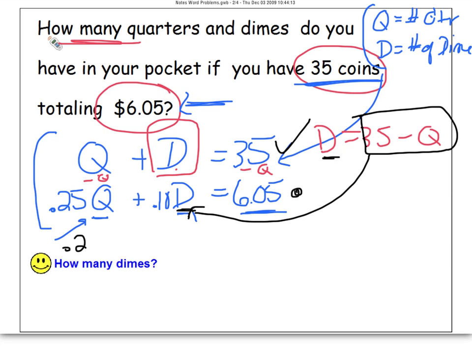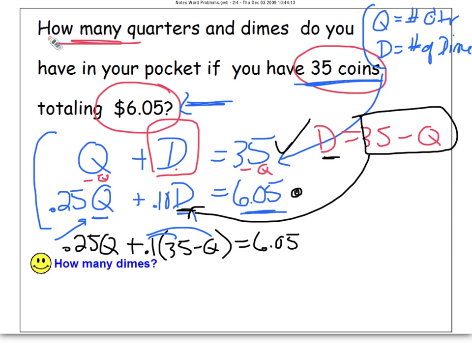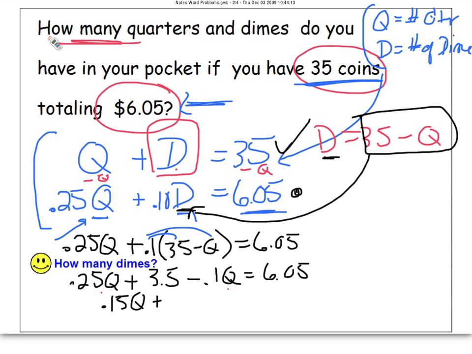Okay? So 0.25 Q plus, I'm just going to put 0.1 because that's the same as 0.10, times 35 minus Q, equals 6.05. Okay, I have to distribute through that 0.1. So here's what I'm going to get: 0.25 Q plus 3.5 minus 0.1 Q equals 6.05. I'm going to combine my like terms. 0.25 minus 0.1 is going to be 0.15 Q plus 3.5 equals 6.05.